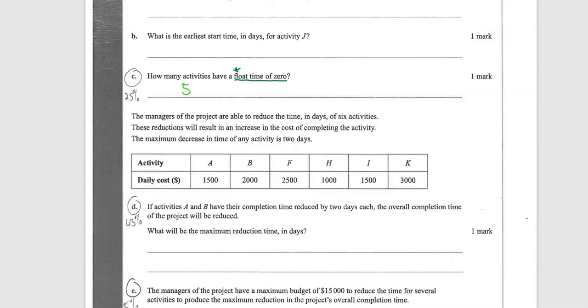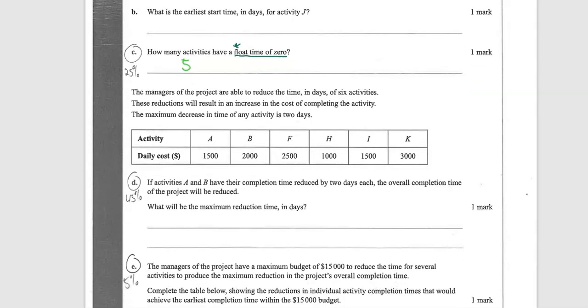Okay. If the managers of the project are able to reduce the time in days of 6 activities, these reductions will result in an increase in the cost of completing the activity. The maximum decrease in time of the activities is 2 days. And then they've given a daily cost. So you can crash them all by 2. So you could take 2 off all of them, maximum, but each one day will cost you $1,500 for A and so on.